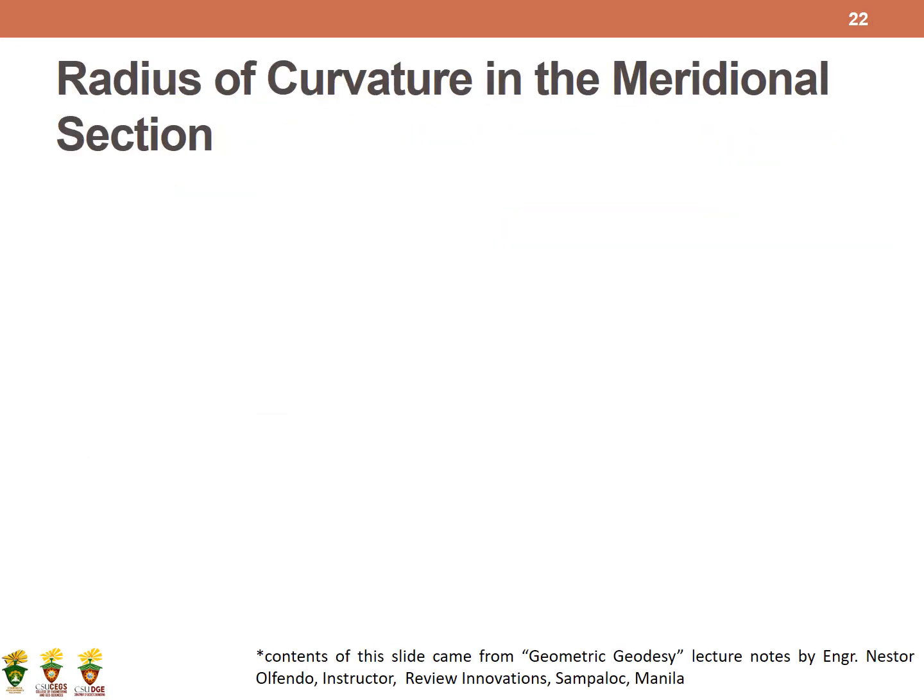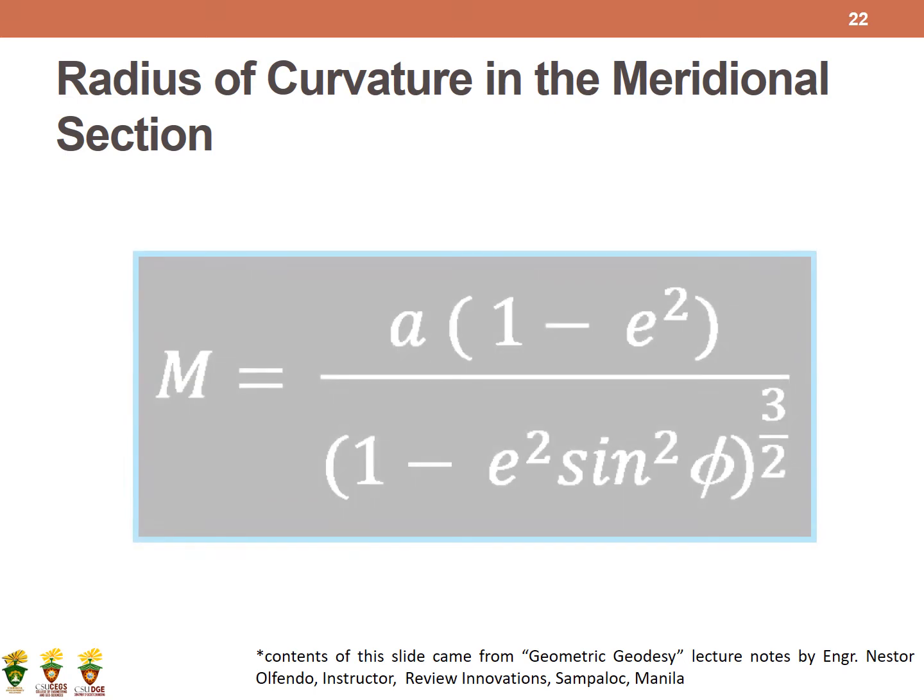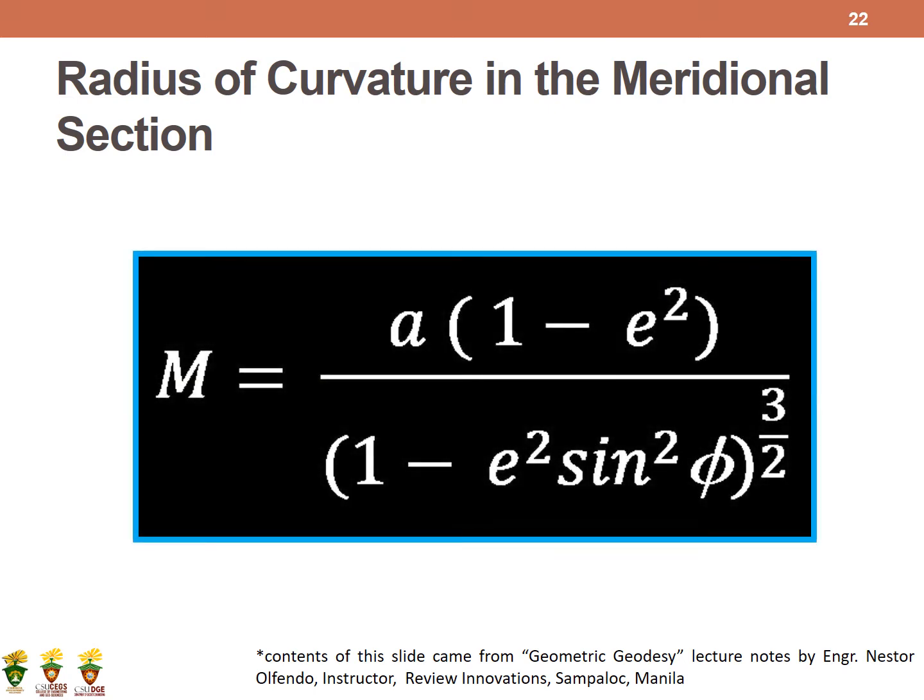So the radius of curvature in the meridional section is this one. In simpler form, after substituting the values of the first and second derivatives, we can have this value: M is equal to a times 1 minus e squared, all over 1 plus e squared sine squared theta raised to the power of 3 halves. So this is now the formula for the meridional section.